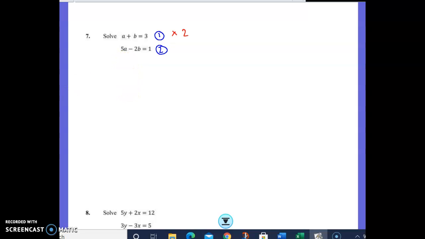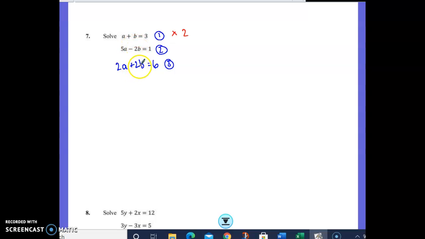I'm going to write my first equation down first this time, just because I know otherwise I'm going to end up with a negative. So I've got 5a. In fact, I don't even need to write it down, it's there, I'm being silly. Multiply this one through by 2. I get 2a plus 2b equals 6. There's my new equation. That's equation 3.